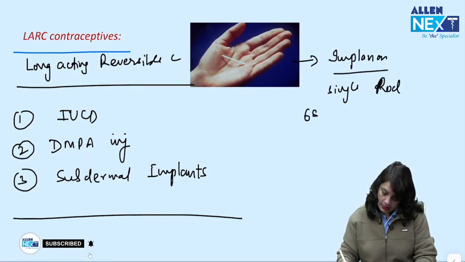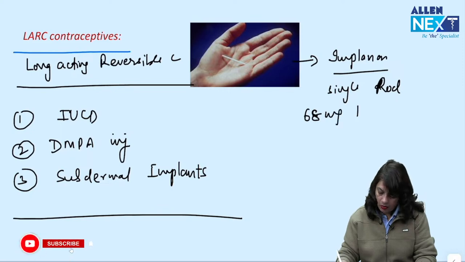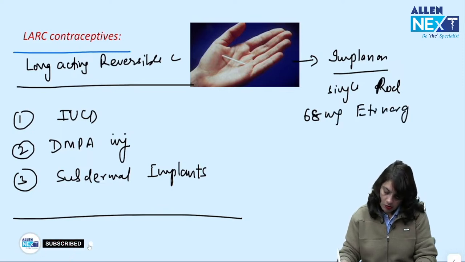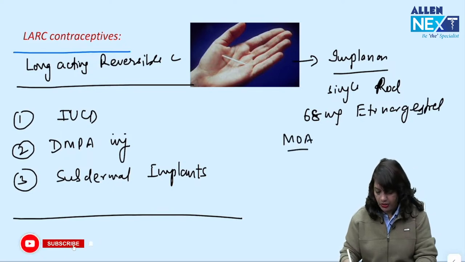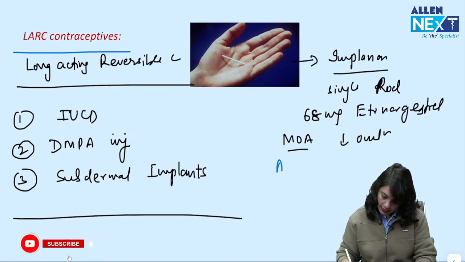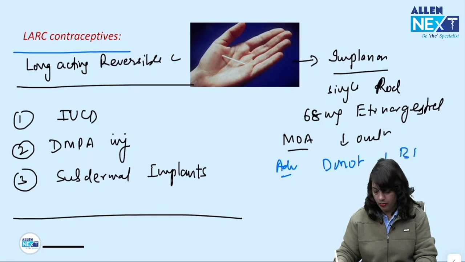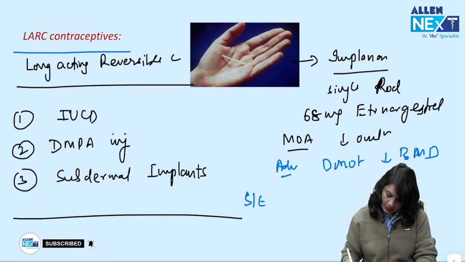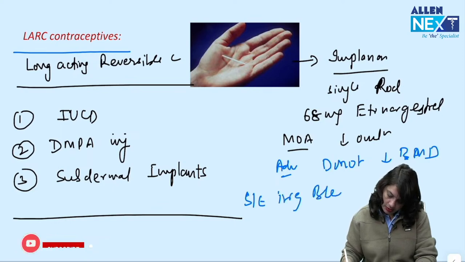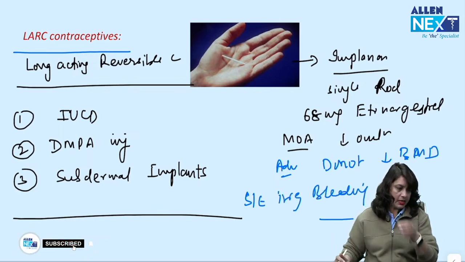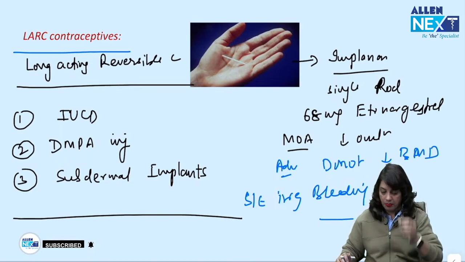It contains 68 milligram of etonorgestrel, and the mechanism of action is suppression of ovulation. Advantage is it does not decrease bone mineral density, but the side effect is irregular bleeding.